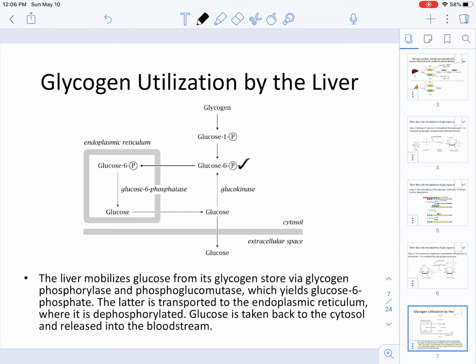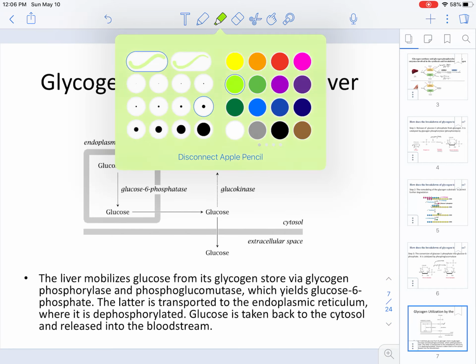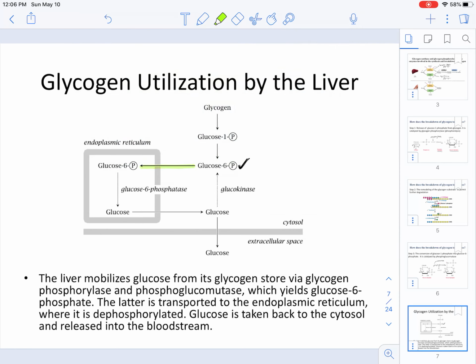Now, understand that that glucose 6 phosphate, at this point in the reaction, is going to be transported. I'm just going to highlight the steps. It is then transported into the endoplasmic reticulum, and then the glucose 6 phosphatase is going to convert glucose 6 phosphate down to just glucose. Then the glucose molecule is going to exit the endoplasmic reticulum, and as you can see, that glucose molecule can now be released into the cytosol, and then after that, it's going to end up in the bloodstream.